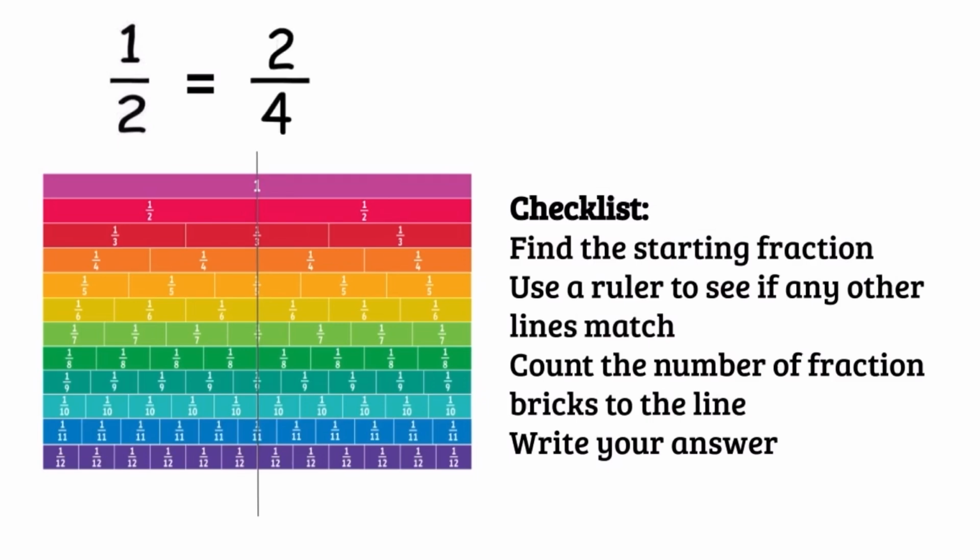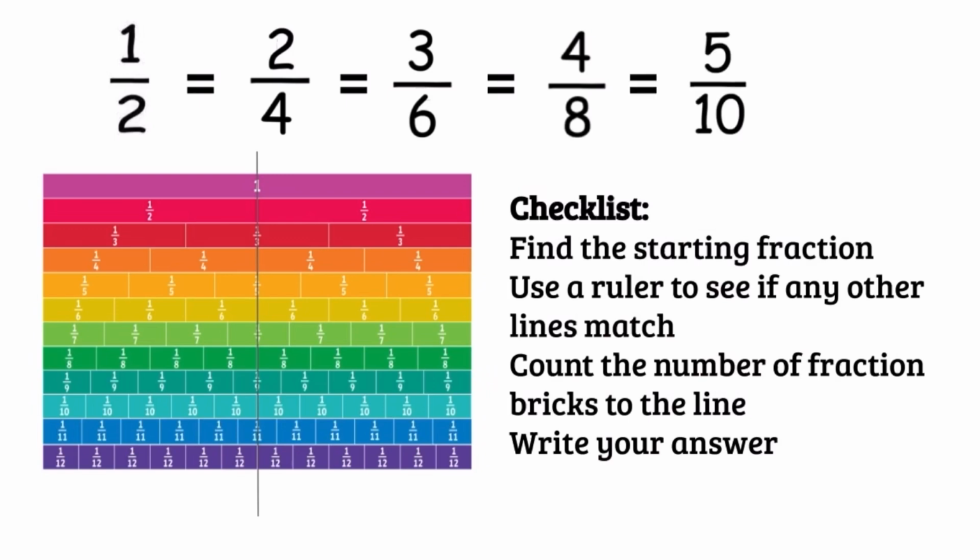So there's 1, 2 quarters. I then go down and I see if there's any other lines that are on the exact same line as my ruler, and I notice there's one on the 6. So I count the number of bricks to get to that line, and there are 3/6. I do the same again for eighths. There's 1, 2, 3, 4 eighths. There are none of the 9s because it's going halfway through, but the tenths, there's 1, 2, 3, 4, 5 tenth bricks to get to the line.